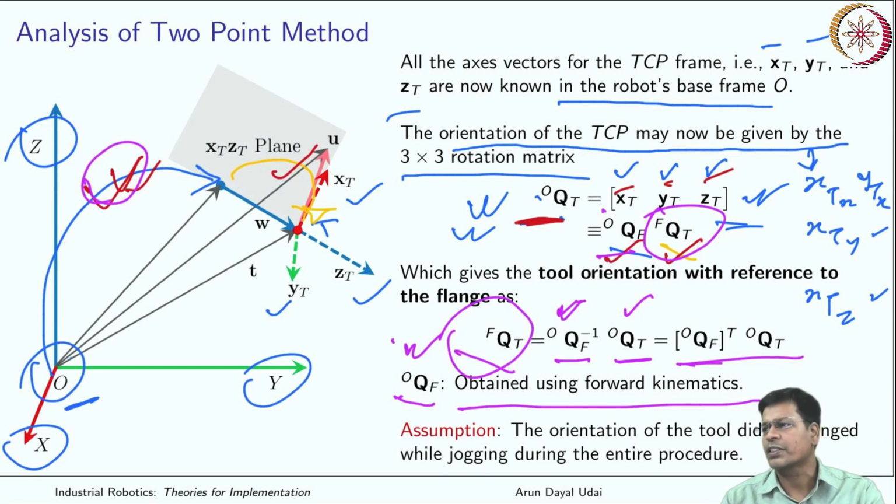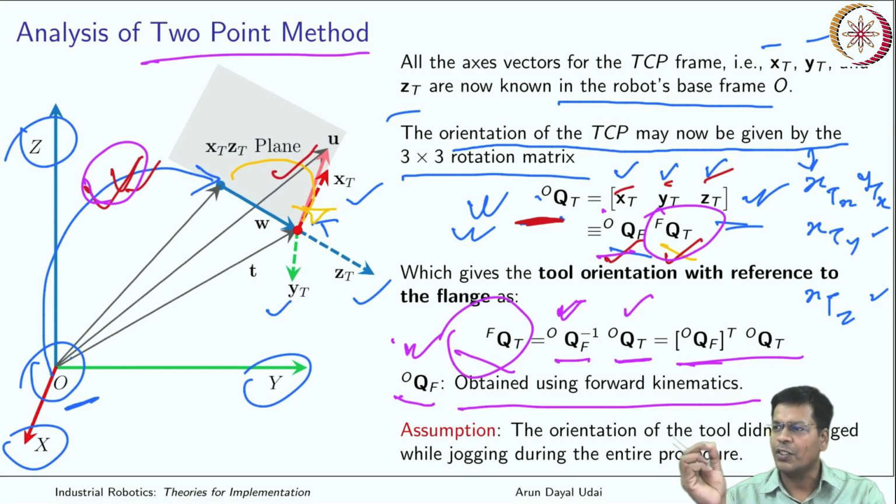But this could be one of the simplest approaches, which can be called a 2-point method. Okay, the TCP origin was already known. You brushed at two additional points, that is this one and a point over here. Okay, so that is why it is there.